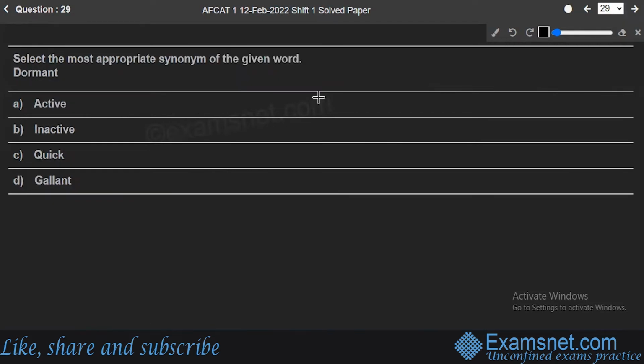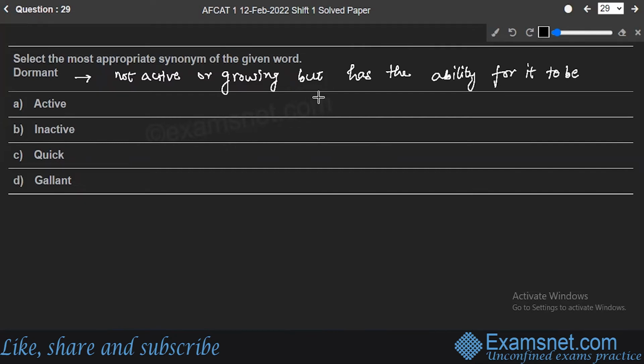Select the most appropriate synonym for the given word dormant. Options are active, inactive, quick, and valiant. Again, we'll be doing the same thing. Let's see the meaning. Dormant means something that is not active or growing, but has the ability for it to be later.